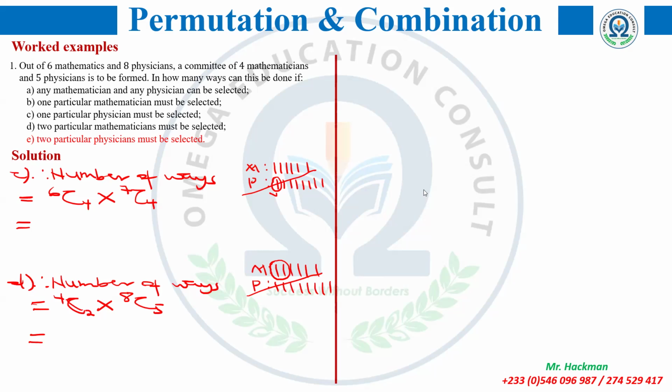Okay, so who wants to try? Let's go. The E. 2 particular physicians must be selected. Who wants to try? Oh, my professors, this afternoon, I don't know what is happening. Oh, you think your understanding is not up there. So we should do that together.